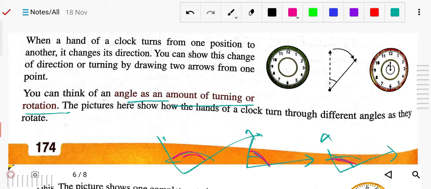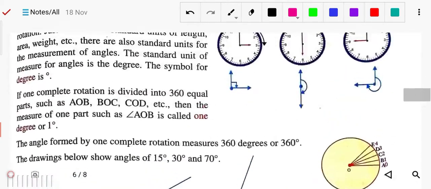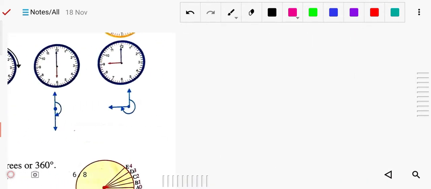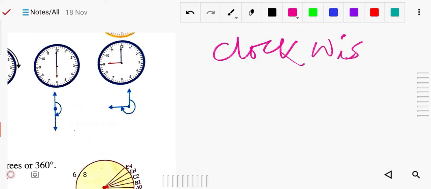Now first of all, you see here, how will we measure the angles? We can measure the angle with the help of the protractor. First of all, here we will study the clock. In the clock you will see the hour hand and minute hand rotating, in which direction? So first of all we will study clockwise and anti-clockwise.